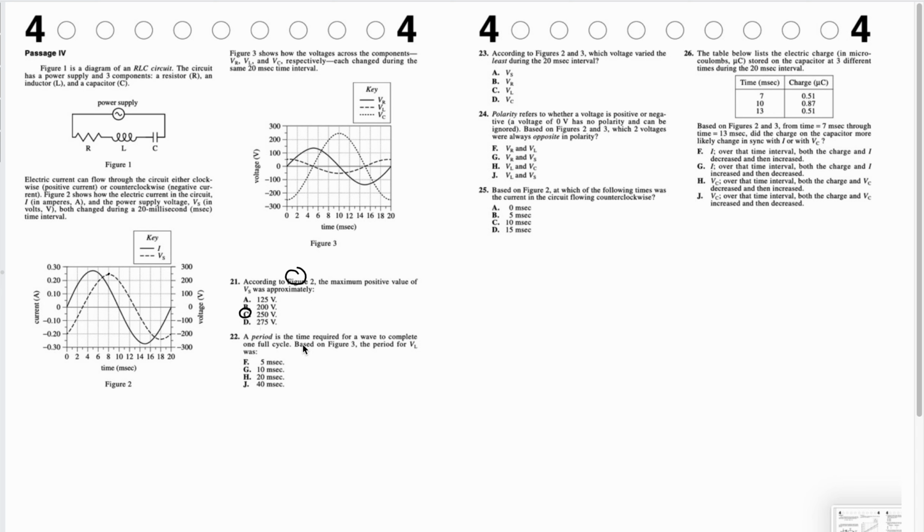22, a period is the time required for a wave to complete one full cycle. Based on figure 3, the period of VL was... VL is the dashed curve. If we look at the beginning, it's going to start at a maximum, go down, and come back to a maximum. So it's done one full period at 20 milliseconds. So the answer is H.